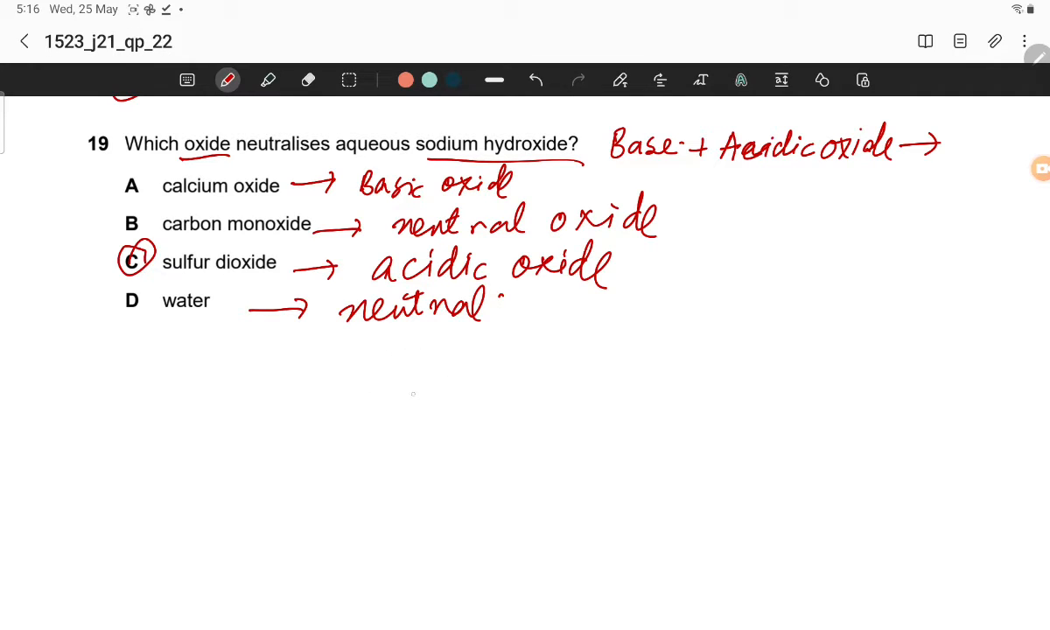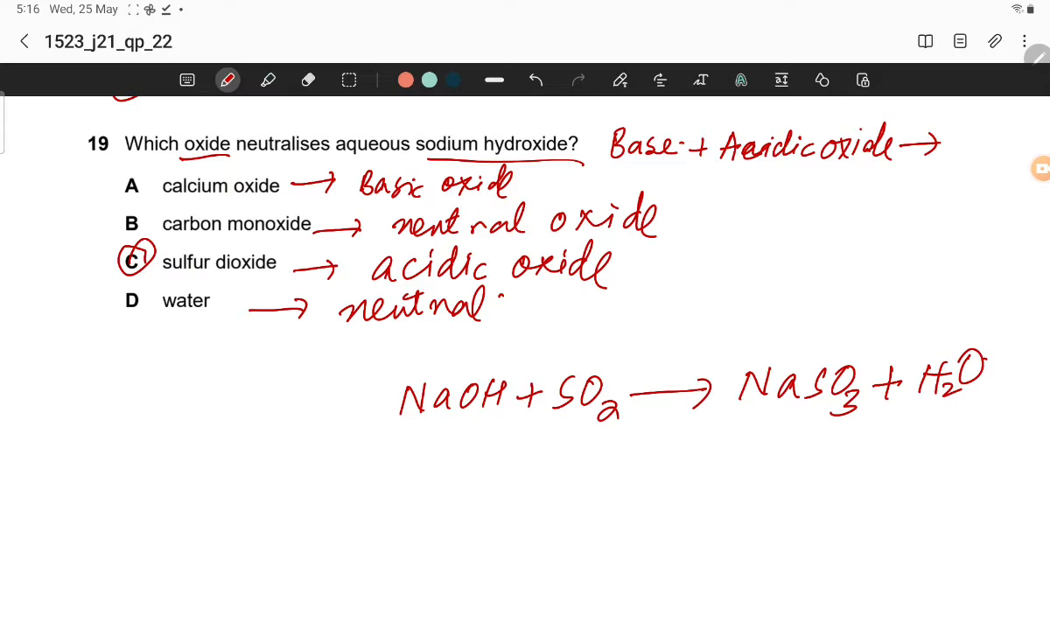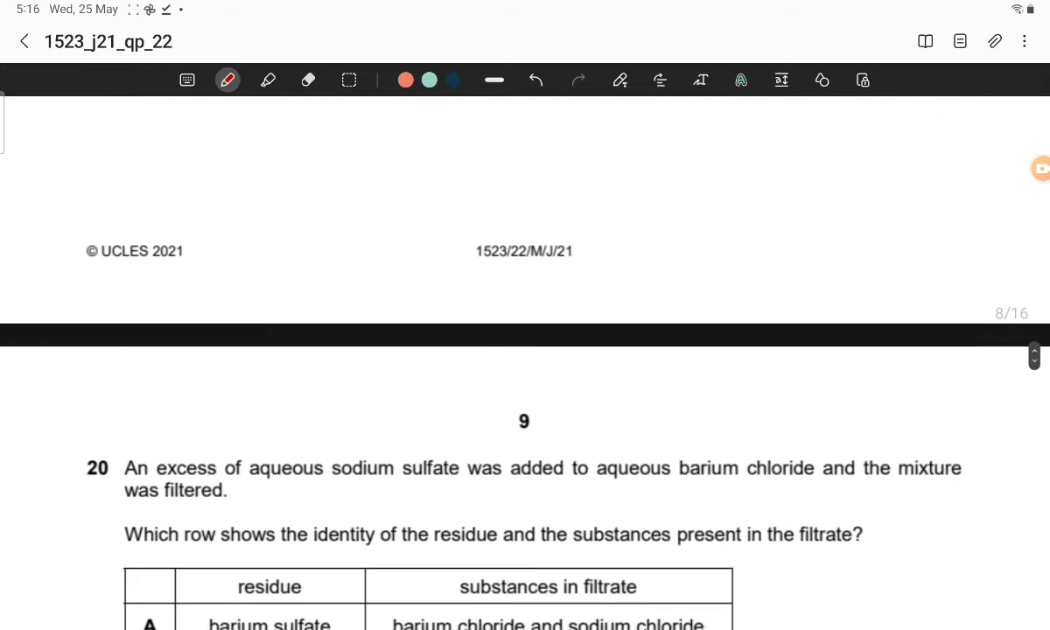Sodium hydroxide, let's check. NaOH plus sulfur dioxide forms Na2SO3 plus water. So C option is correct.